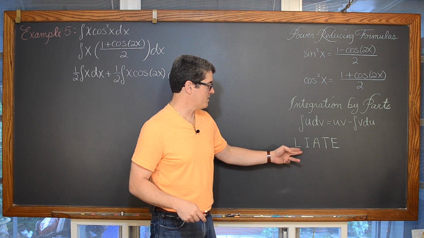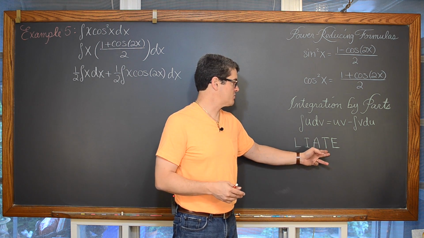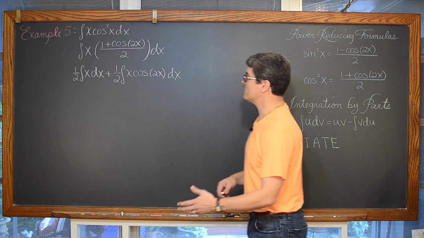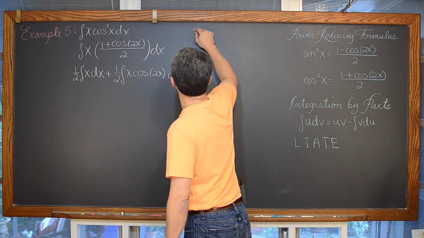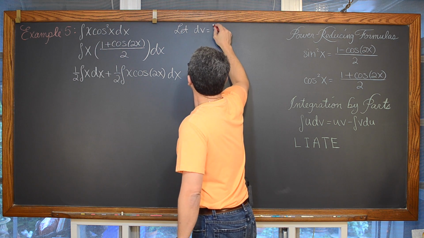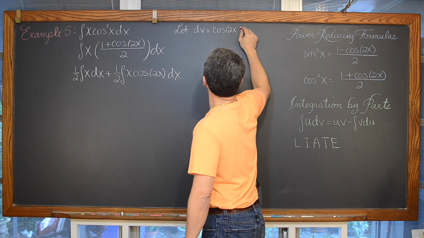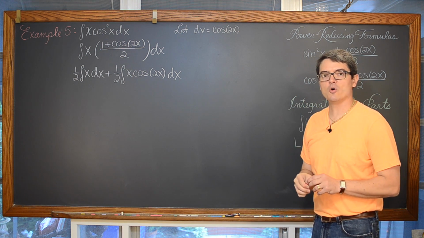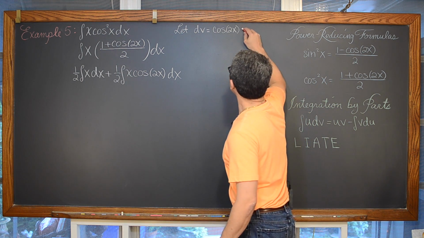And that's going to be your logarithms, inverse trig functions, just algebraic expressions, trigonometric expressions, and your exponential functions. Now, we have a trig expression. It is the cosine of 2x. So we're going to let dv equal the cosine of 2x. And when you go through trying to find an appropriate substitution for dv, don't forget to bring along the dx.